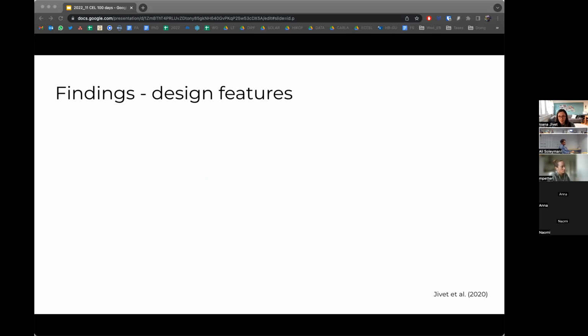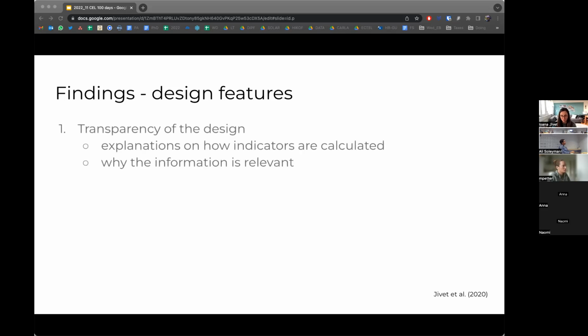Jumping directly to the findings, because I think this is the most interesting part here. So what did we find? First, we found three important design features. The first one: students really need a transparent design, because this really helps them make sense of the information on the dashboard. Under transparency of design, the features that we found were explanations of how indicators are calculated or how this information is relevant to their goal and learning.